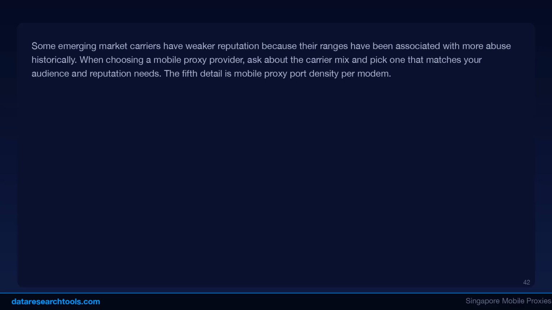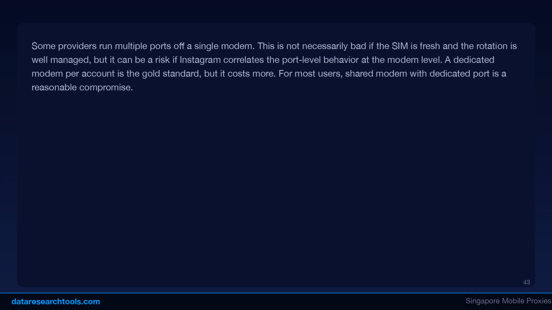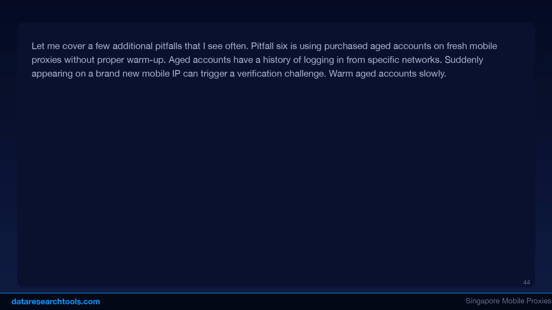The fourth detail is the carrier mix. Different mobile carriers have different IP reputation profiles with Instagram. US Tier 1 carriers like Verizon and T-Mobile tend to have very strong reputation. Tier 2 MVNOs sometimes get cleaner ranges that are even less scrutinized. Singapore carriers have generally excellent reputation. Some emerging market carriers have weaker reputation because their ranges have been associated with more abuse historically. When choosing a mobile proxy provider, ask about the carrier mix and pick one that matches your audience and reputation needs.